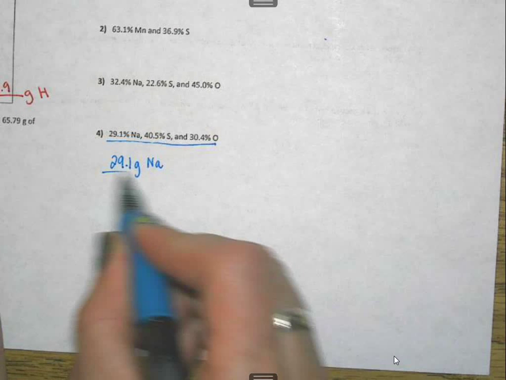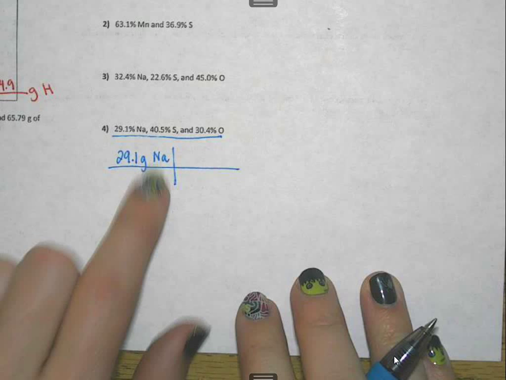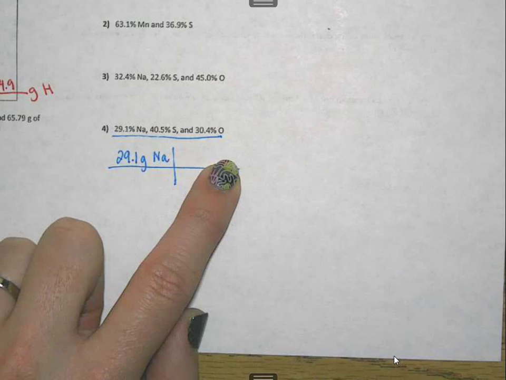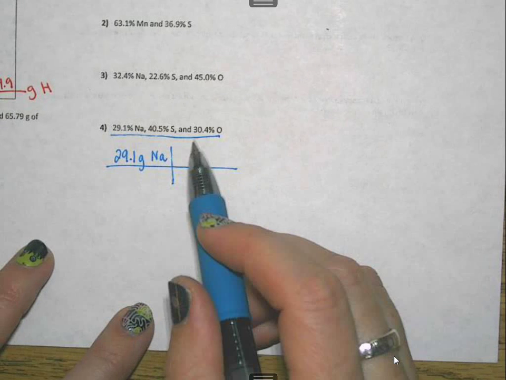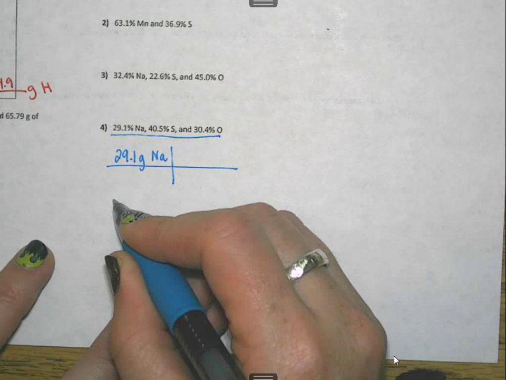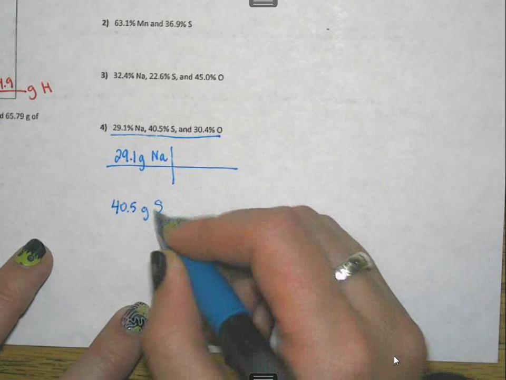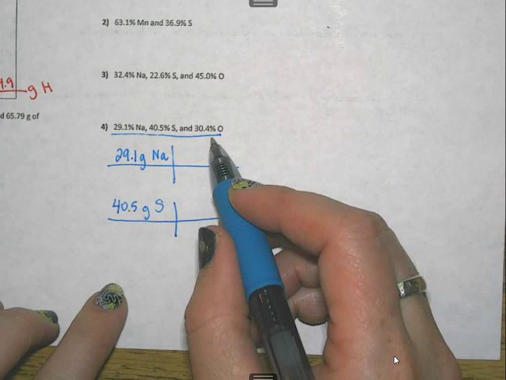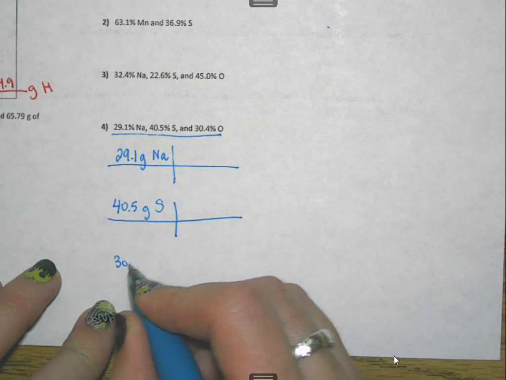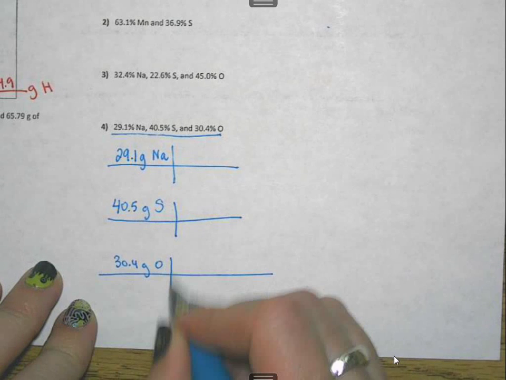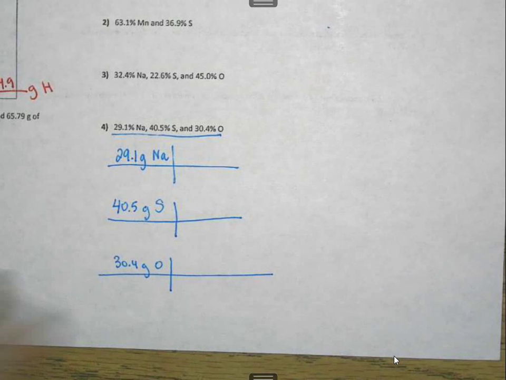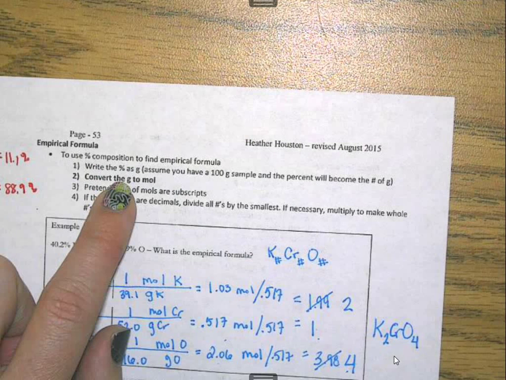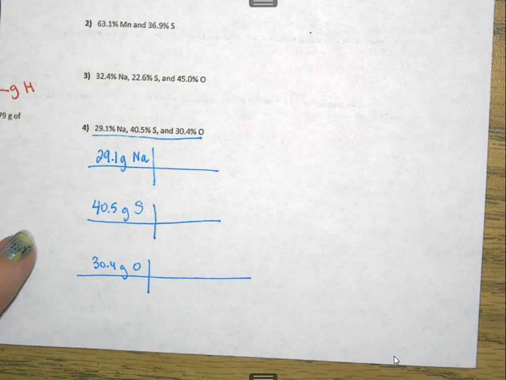Okay, I need to do this with every single one of them. 40.5% of sulfur would be how many grams? Okay, and then 30.4% of 100 would be 30.4 grams of oxygen. Okay, my second step, if I pull this back down so you can look at it, says convert the grams to moles. So this is our old problem.